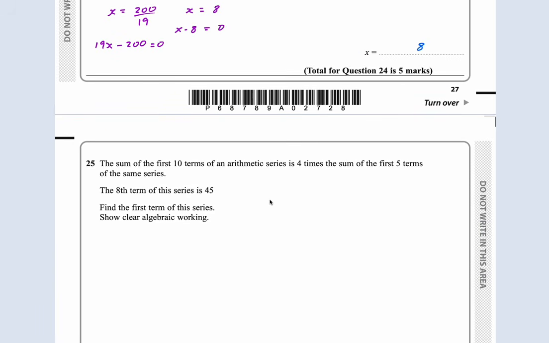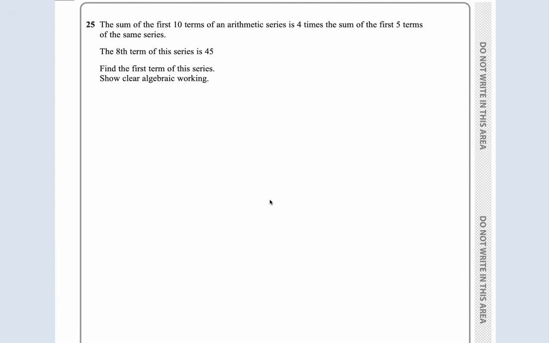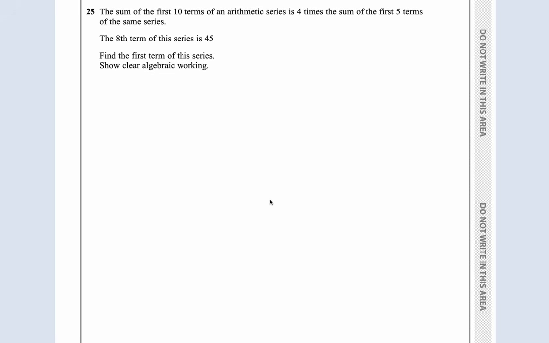Okay, this is the last question, guys. Question 25. The sum of the first 10 terms of an arithmetic series is 4 times the sum of the first 5 terms of the same series. The 8th term is 45. Find the first term, show your working.